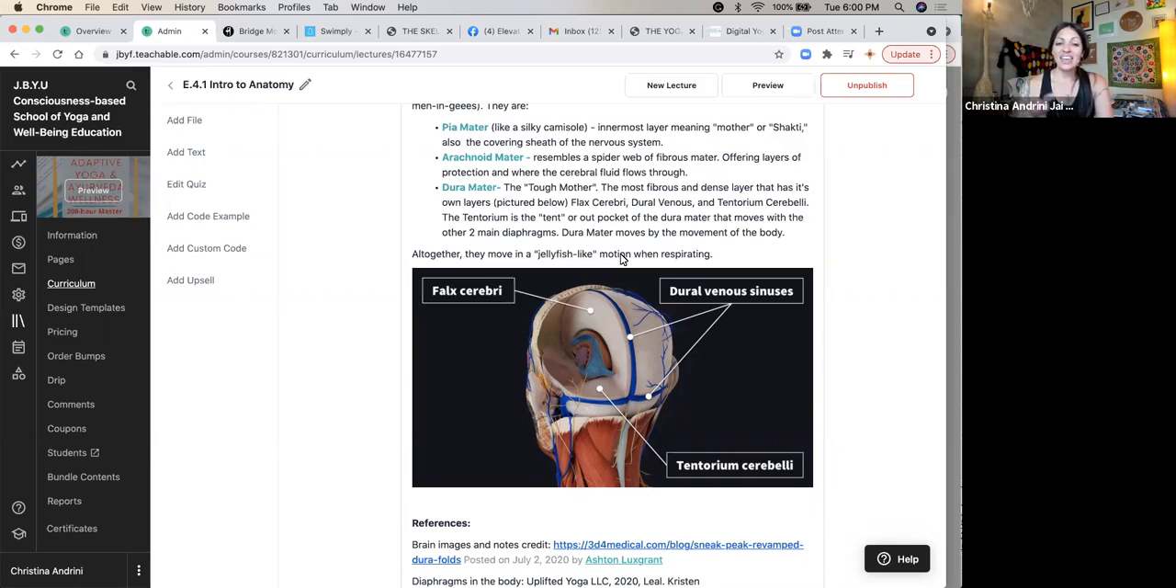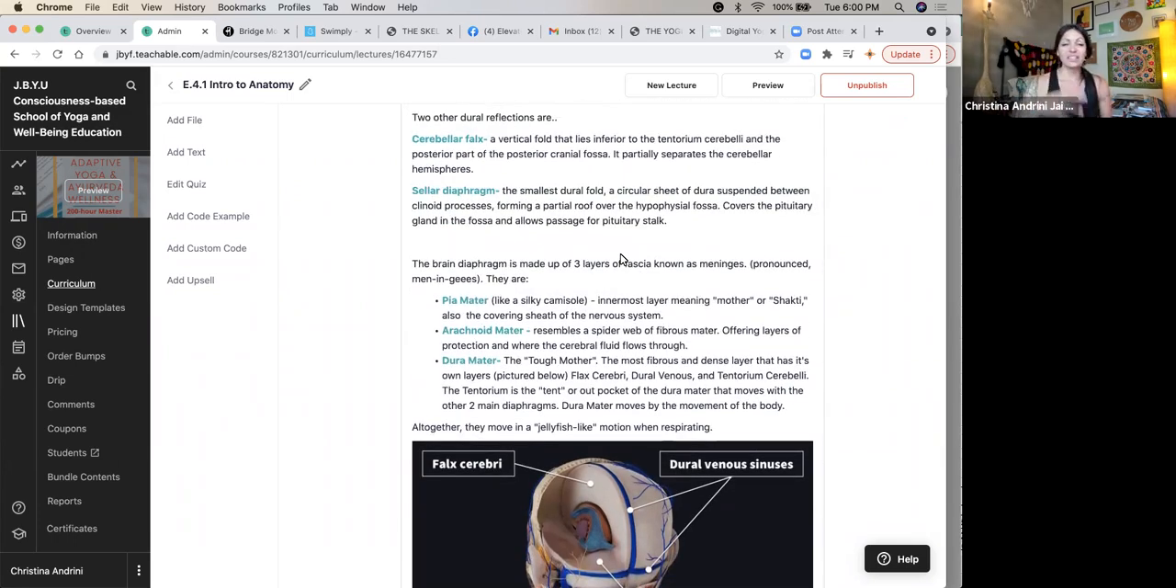And then you'll also see the dural venous sinuses, which are the matter that moves, like the sinus ventricles. So these are the main matters, and altogether they move like a jellyfish when they're all 3 together. So you have the brain, and you have the pelvic, and you have the thoracic, all working together and moving up and down, kind of like in this jellyfish movement.